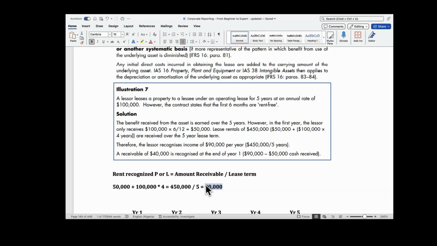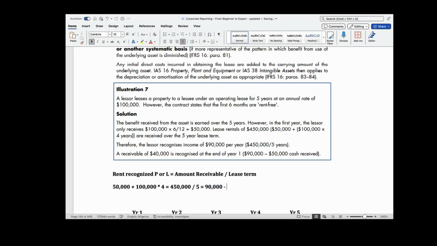They will be out of balance somewhere. Something will not balance. You recognize 90 as income, but you received 40. There will be a receivable. In fact, in year two, you know you will still recognize 90. But how much are you going to receive in year two? 100. Out of balance. That means in the exam, you can't just say, okay, recognize 90,000 to P&L and you are looking. You must be able to recognize a lease receivable at the end of year one of 40,000.